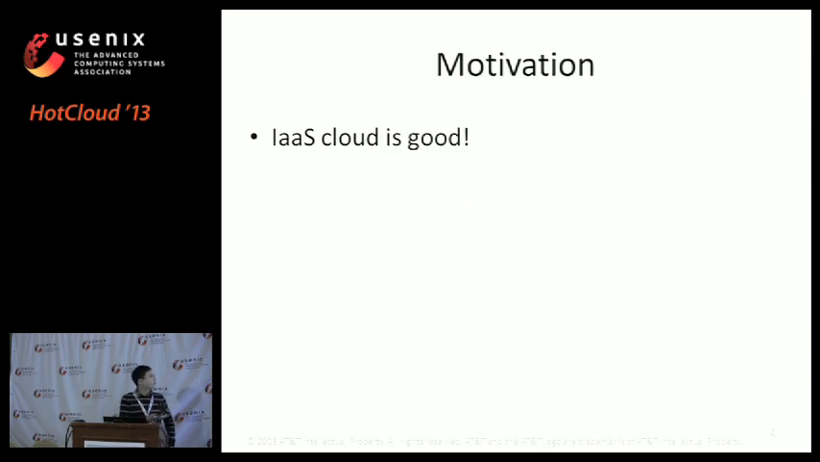We know that everybody knows that infrastructure as a service cloud is good, right? As exemplified by Amazon EC2. However, with IaaS cloud, you cannot do many things. For example, VM live migration. I believe Amazon EC2 does not allow you to migrate VMs from this location to another, right?